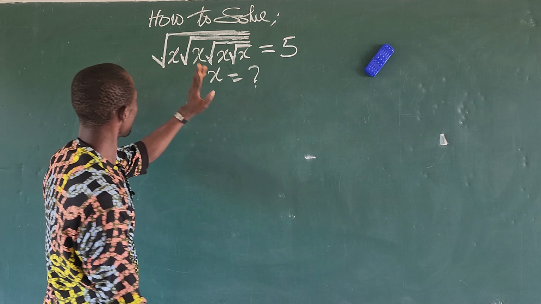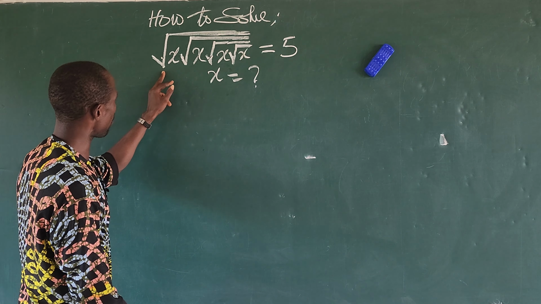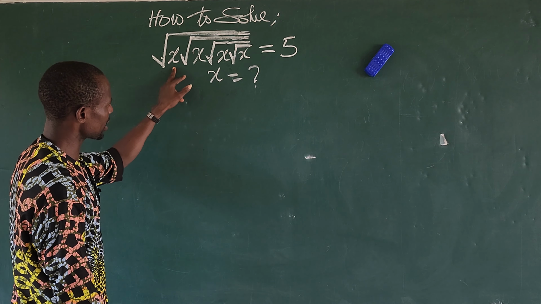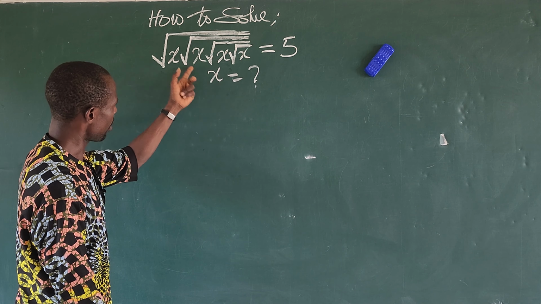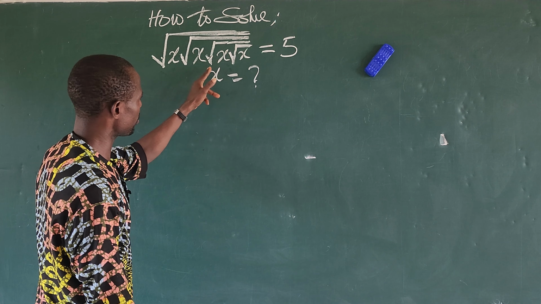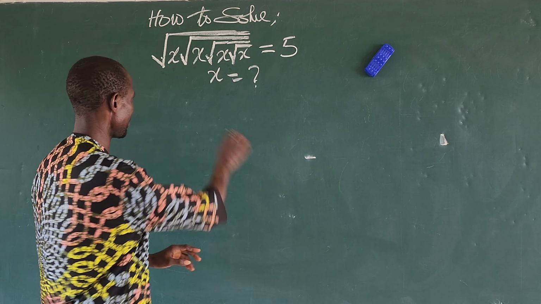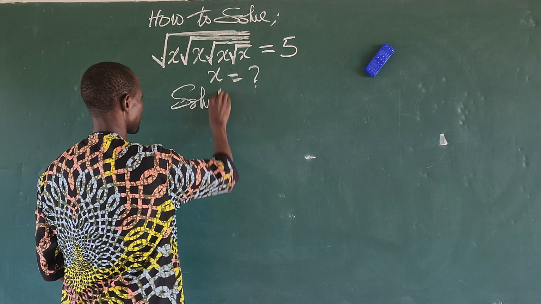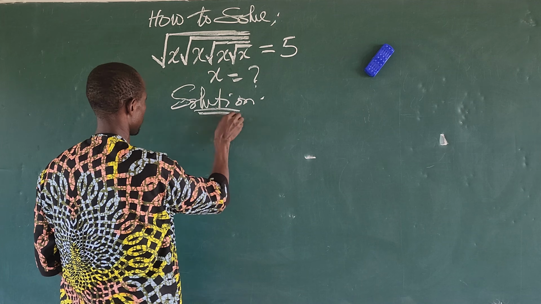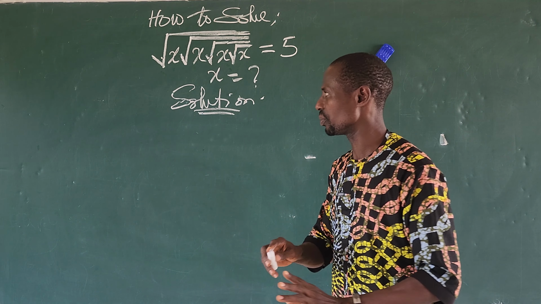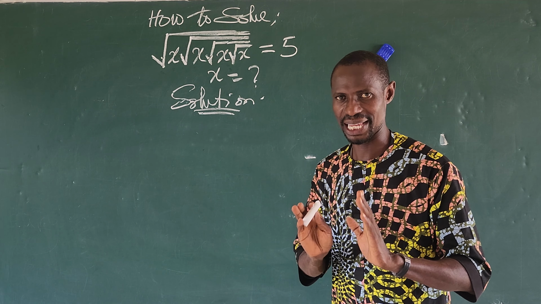So the question is how to solve the square root of x times the square root of x times the square root of x times the square root of x equal to 5. So let's take our solution here. Solving this is very easy. All you just need to do is to go step by step.